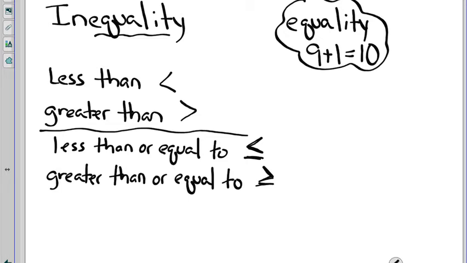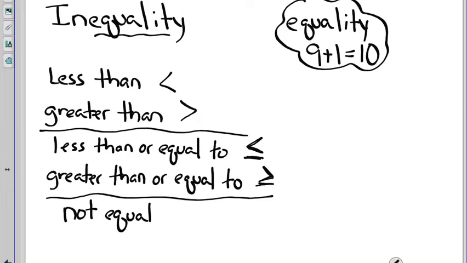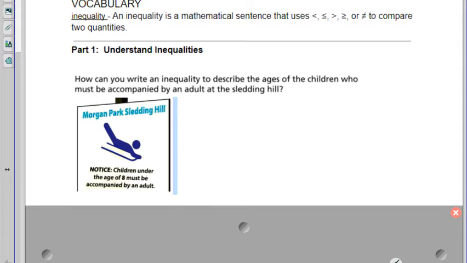There's one more possibility. The two quantities could just not be equal, and we put an equal sign with a line through it. We'll get more into each of these ideas later on, but those are it, the 5 possibilities for an inequality.